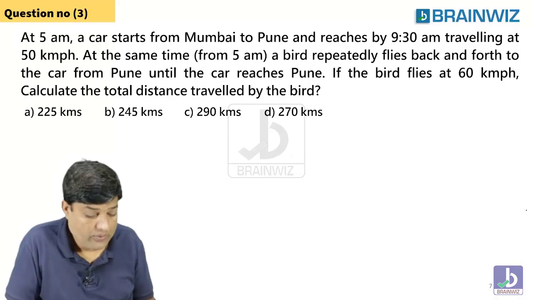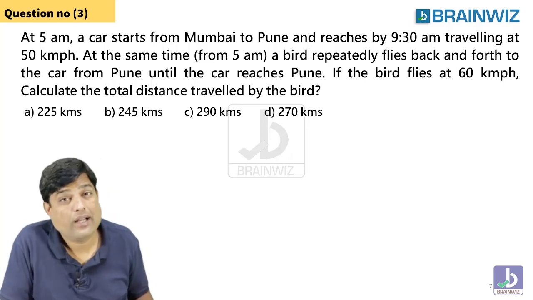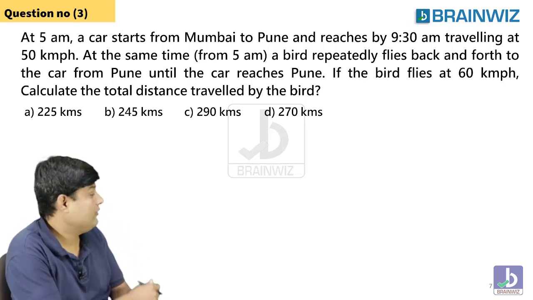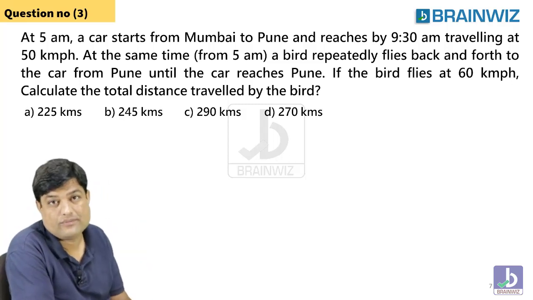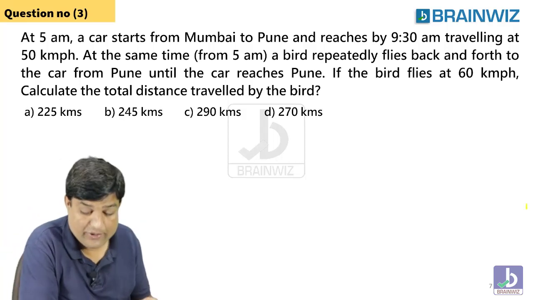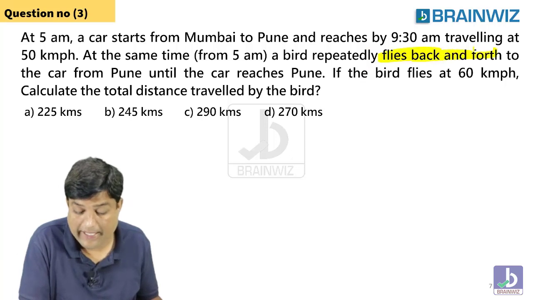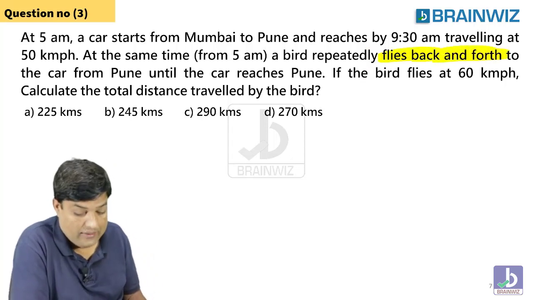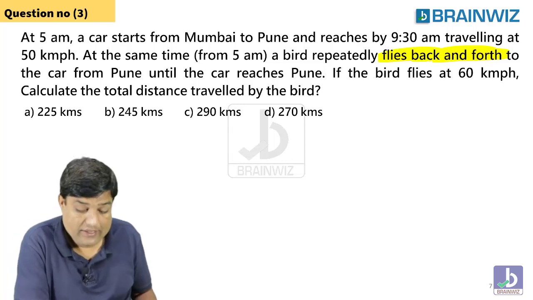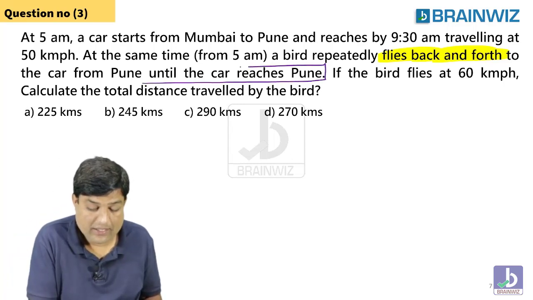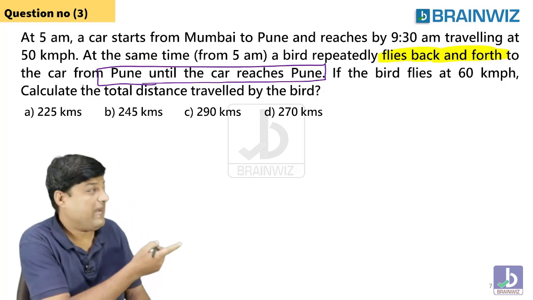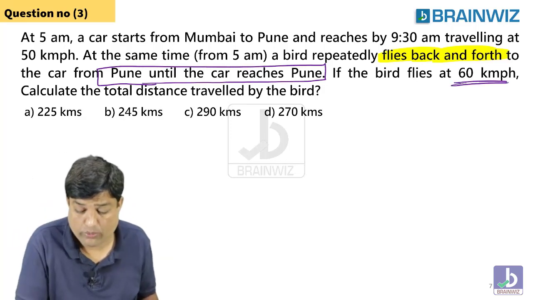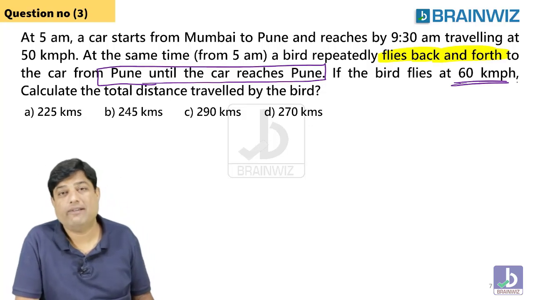Let's see this question, everyone. What did it say here? At 5 a.m. a car travels from Mumbai to Pune, and at the same time a bird is also traveling from Pune towards the car. What's the speciality of this bird? The bird is repeatedly flying back and forth until the car reaches Pune, touching the car each time. If the speed of the bird is 60 km per hour, what's the total distance traveled by the bird?